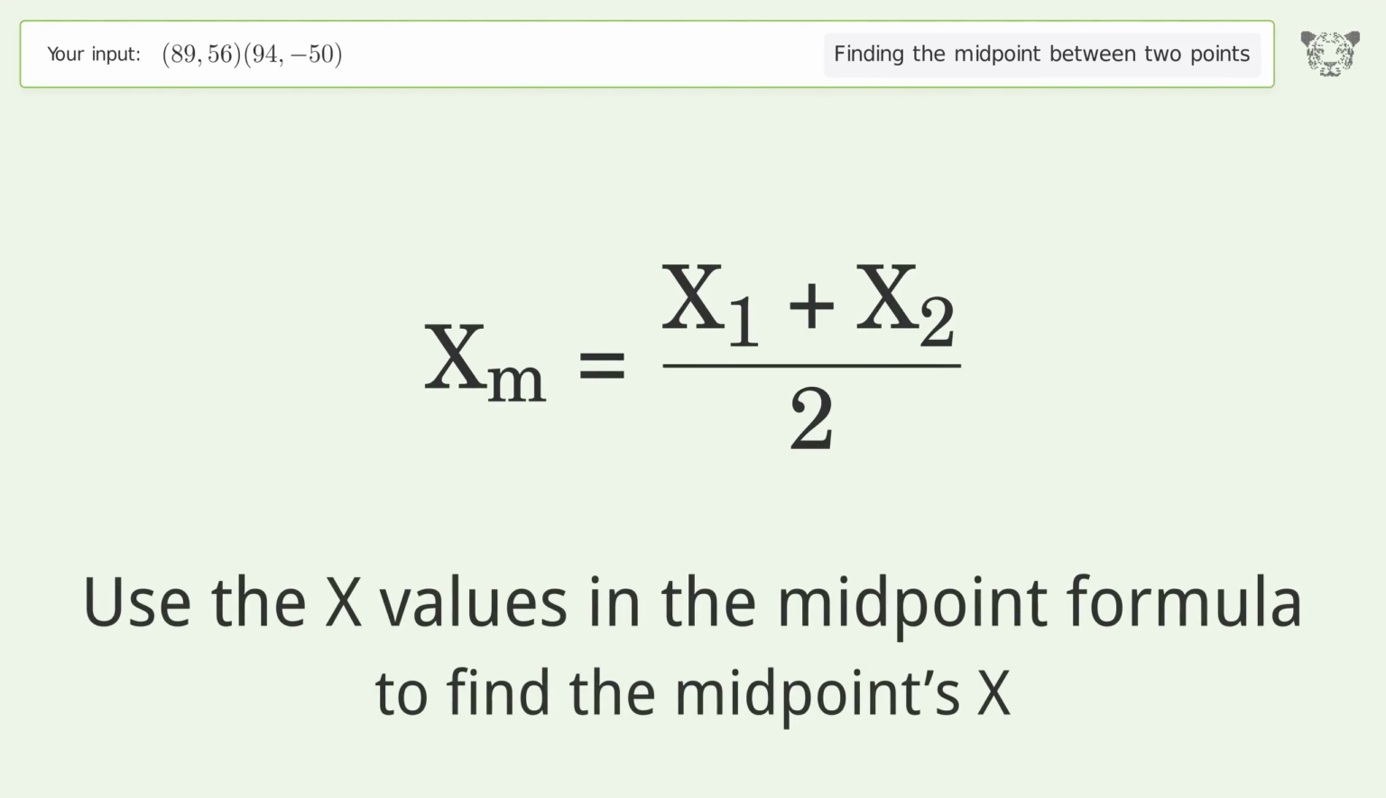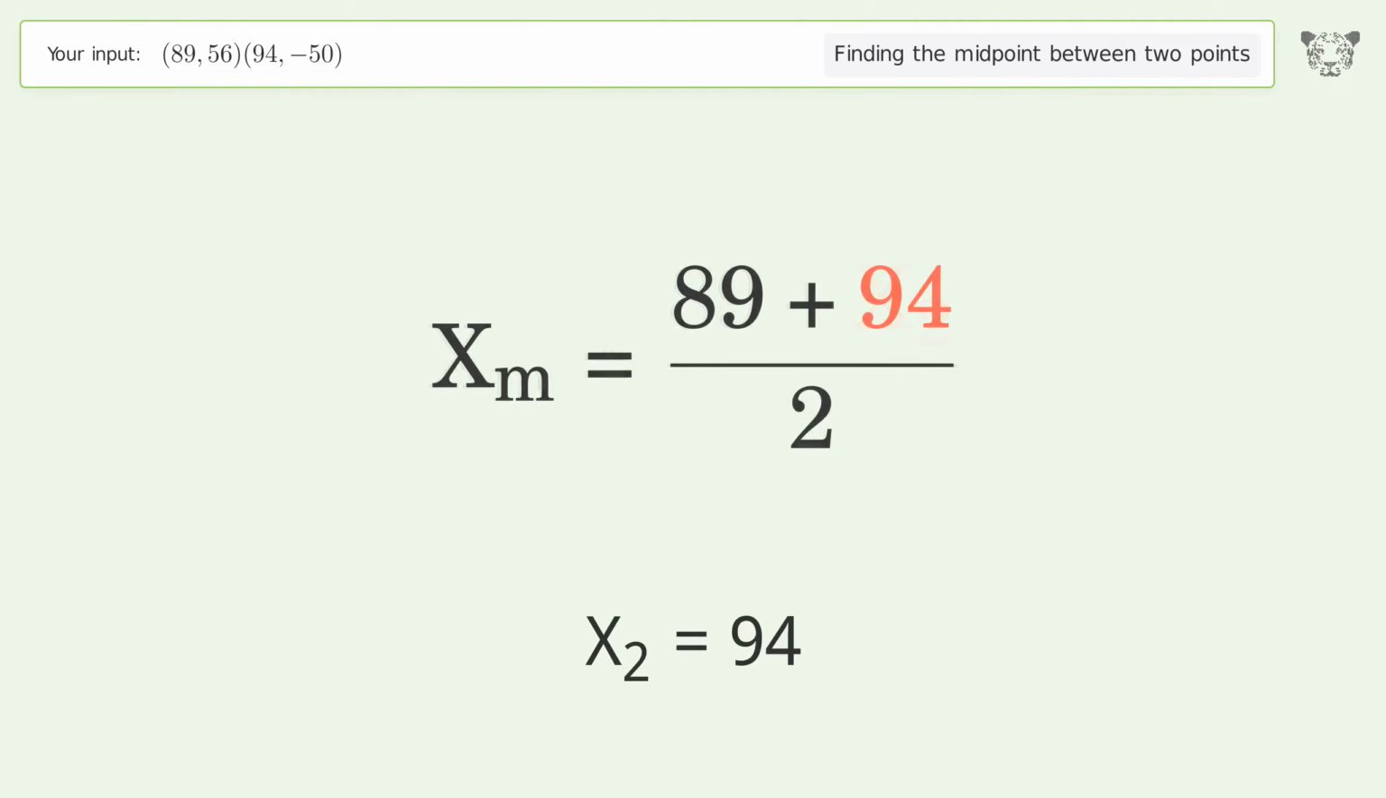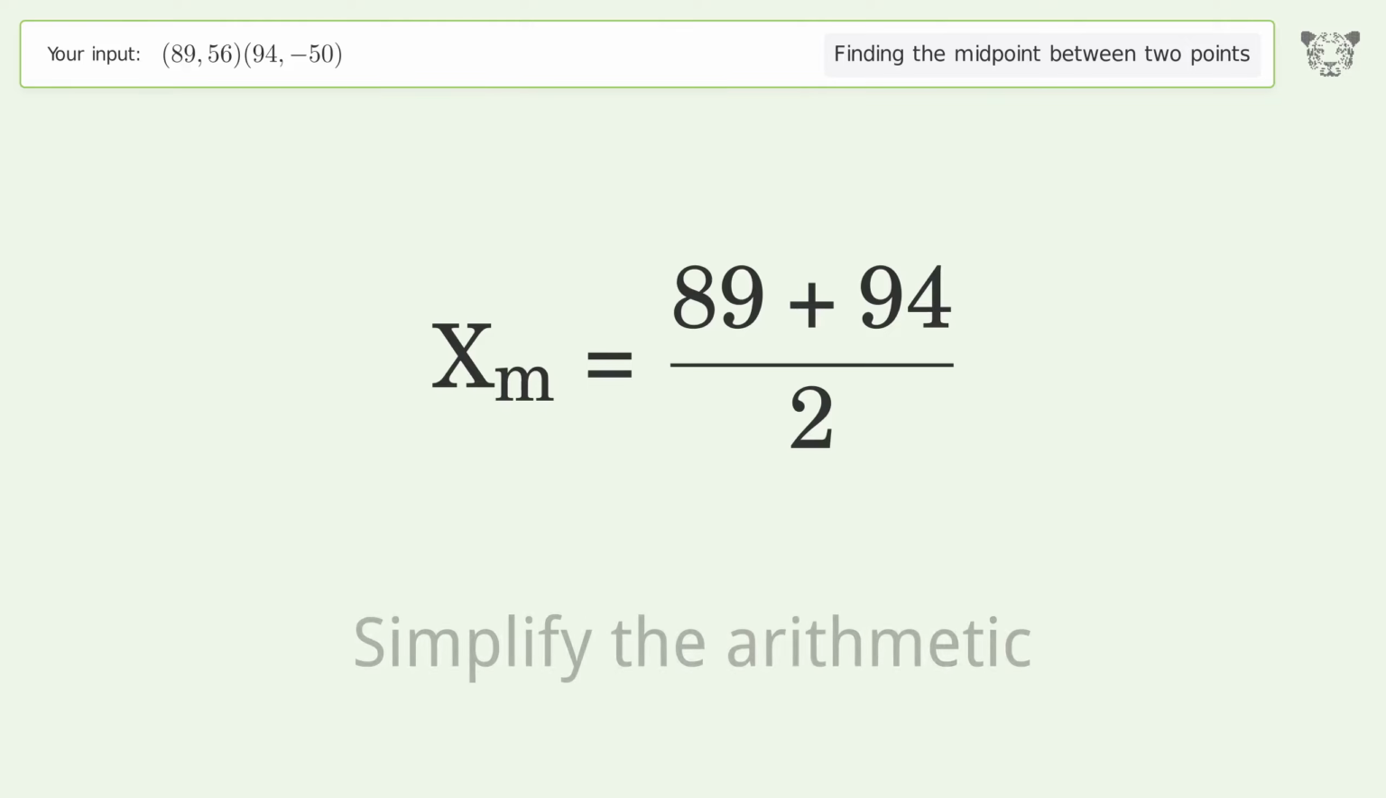Use the x values in the midpoint formula to find the midpoint's x. x1 equals 89. x2 equals 94. Simplify the arithmetic.